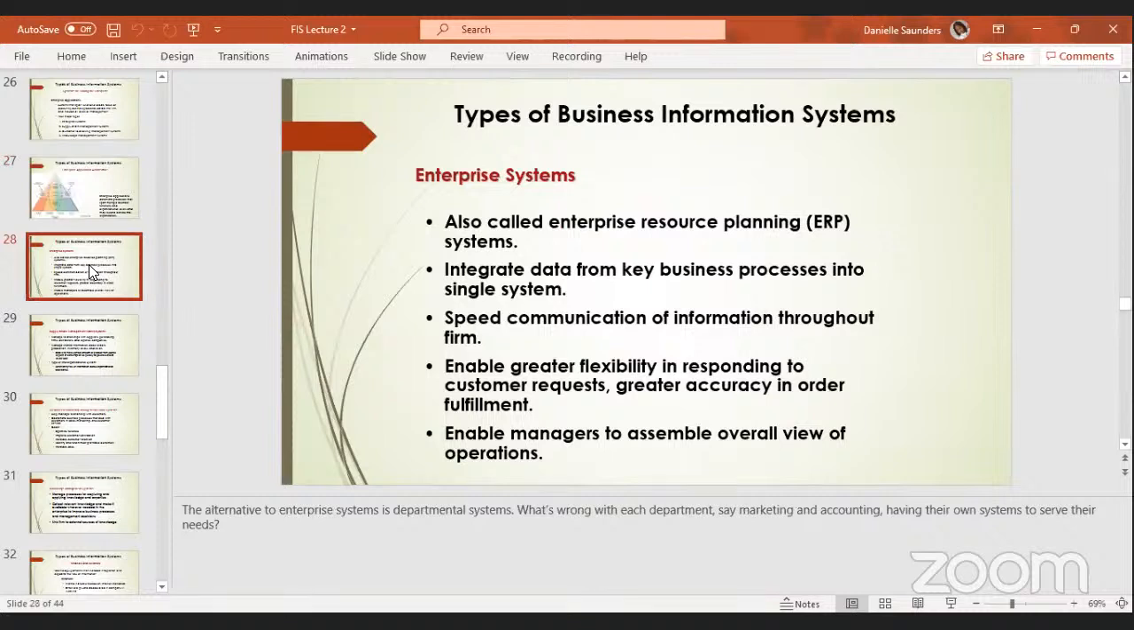So we were talking just now that the enterprise systems, otherwise called ERP, integrate the key business processes across all the major areas of a business. It speeds communication if it's well designed. It tends to lead to good flexibility in terms of responding to customer requests, accuracy, etc. It enables managers to assemble good operations if done right. Next slide.